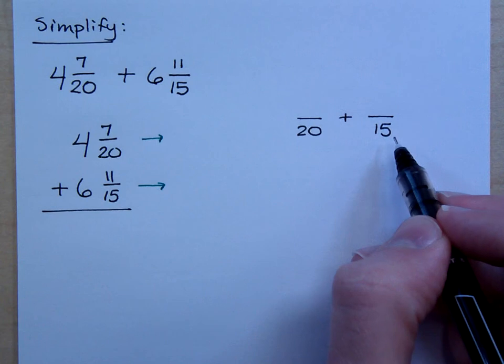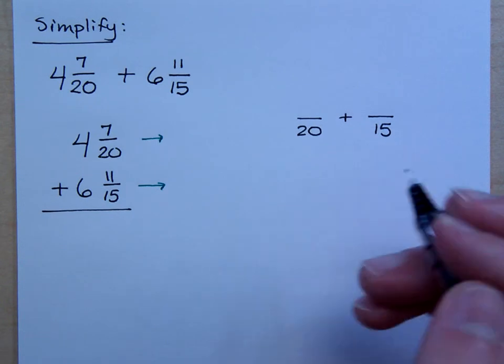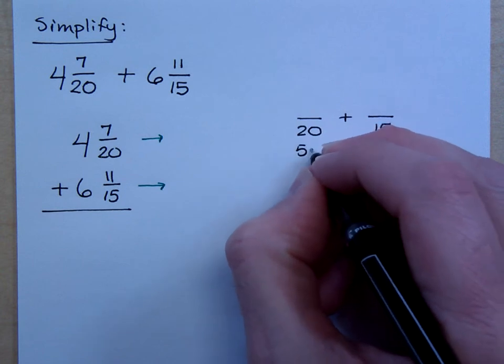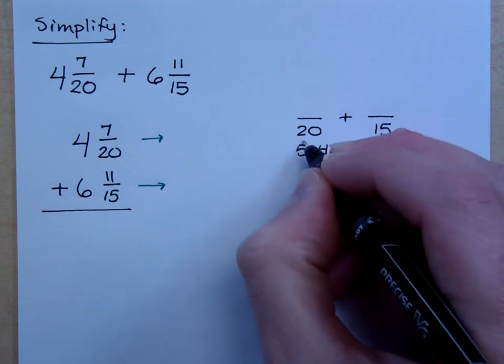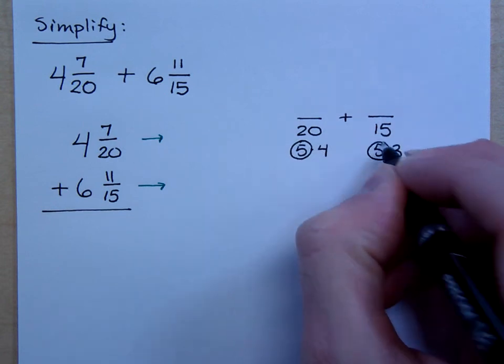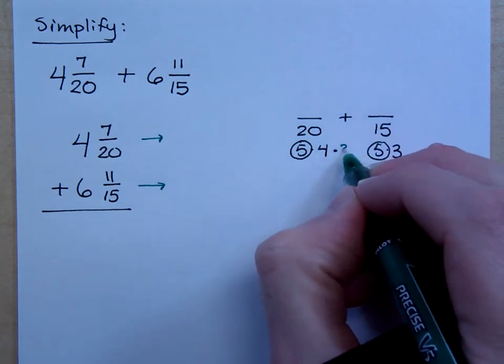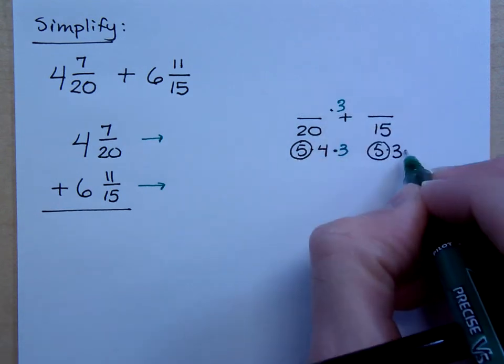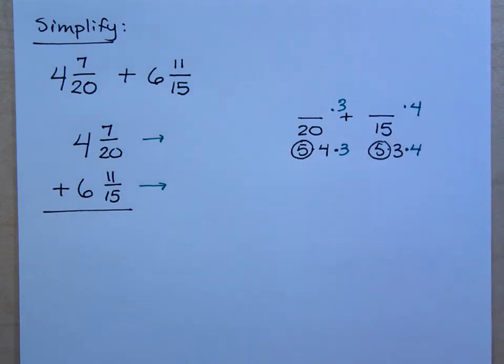20 and 15 have what factor in common? What goes into both of them? 5 goes into both of them. So I could write this as 5 times 4, and this is 5 times 3. Do you all agree? So remember what we did last time. We circle these guys because these are already in common. Yes? And we fixed this by saying I need to multiply this one by 3, and I need to multiply this one times 4.